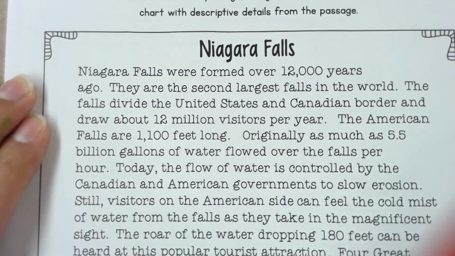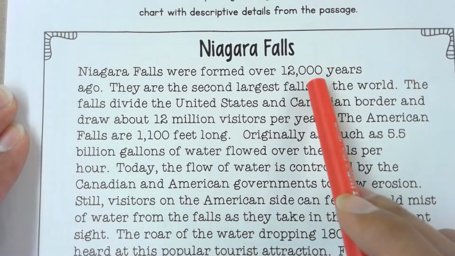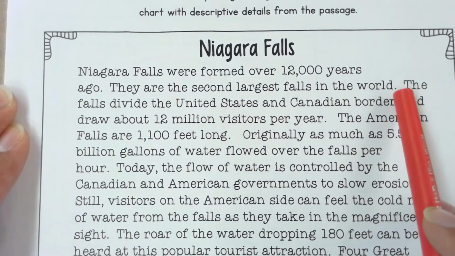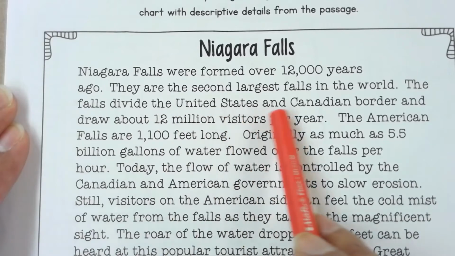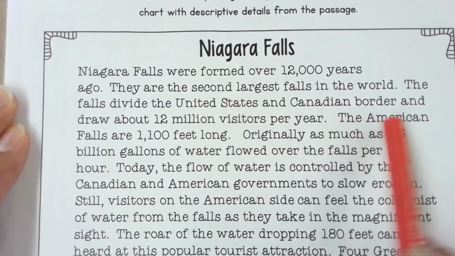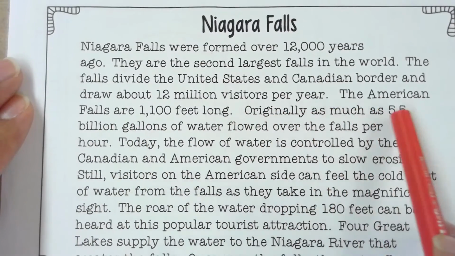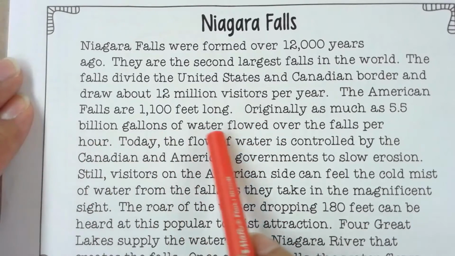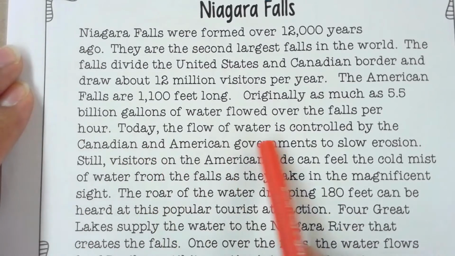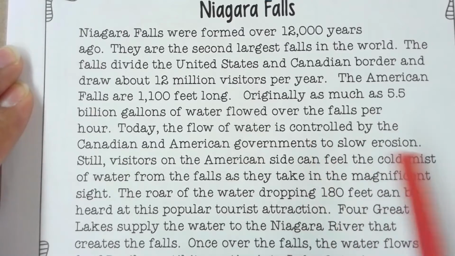Niagara Falls were formed over 12,000 years ago. They are the second largest falls in the world. The falls divide the United States and Canadian border and draw about 12 million visitors per year. The American Falls are 1,100 feet long. Originally, as much as 5.5 billion gallons of water flowed over the falls per hour. Today, the flow of water is controlled by the Canadian and American governments to slow erosion.